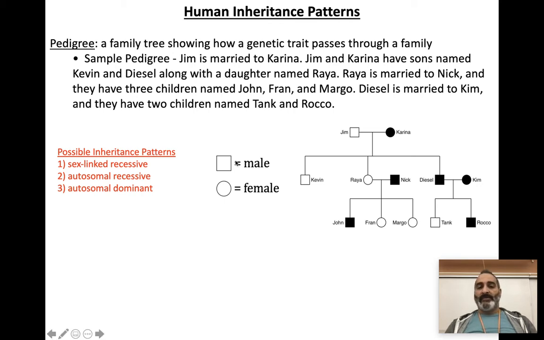So males are squares, females are circles. Not shaded in means you do not have a particular trait. Shaded in means they do have the trait. So Jim and Karina, you could say they're married. They have some children. They have Kevin, Rhea, and Diesel as their children. Rhea mates with Nick. The sideways line shows you that they're mating or producing offspring. Their offspring branch down from them: John, Fran, and Margot. John, Fran, and Margot are the grandchildren of Jim and Karina.